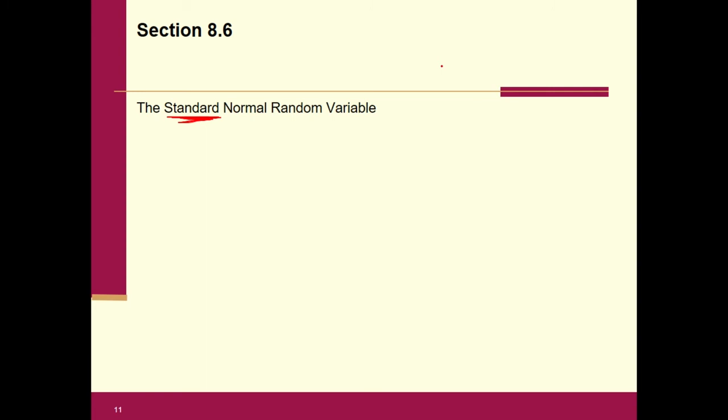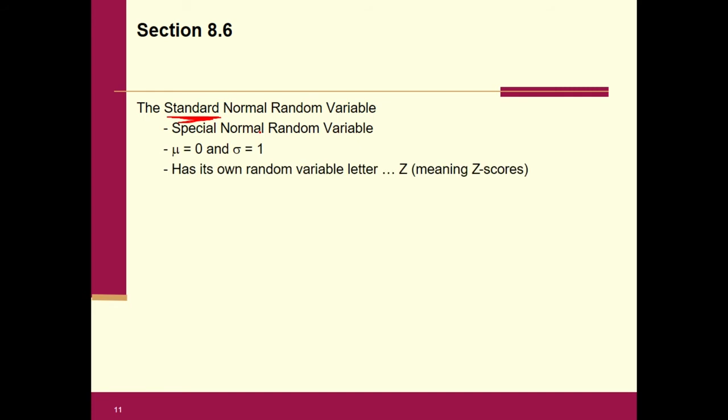Now we have to talk about the standard normal random variable. This is part of the solution. Notice I underlined standard here. It adds a little to just a normal random variable. This is a special normal random variable. It has a mean of 0 and a standard deviation of 1. It's so special in the statistical world that, while we normally just call a random variable x, this one we give its own letter, Z, meaning z-scores. We have to learn how to use a table to look up these z-scores, and that's what we're going to learn now.